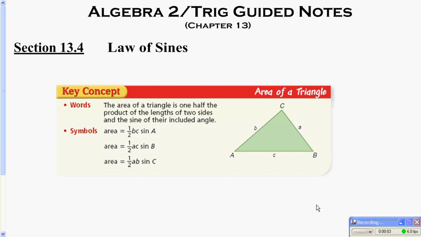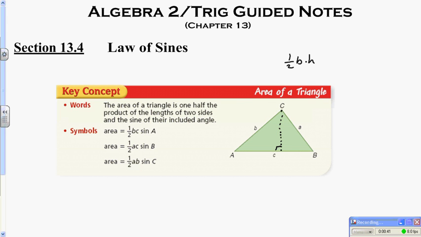Lesson 13.4, Law of Sines. Thus far up to this point we've learned that we can find the area of right triangles or the area of any triangle given a height. So this is going to be a big step for us to realize that in the past, where we were given a height of the triangle, we would take 1/2 base times height. But we always needed the height.